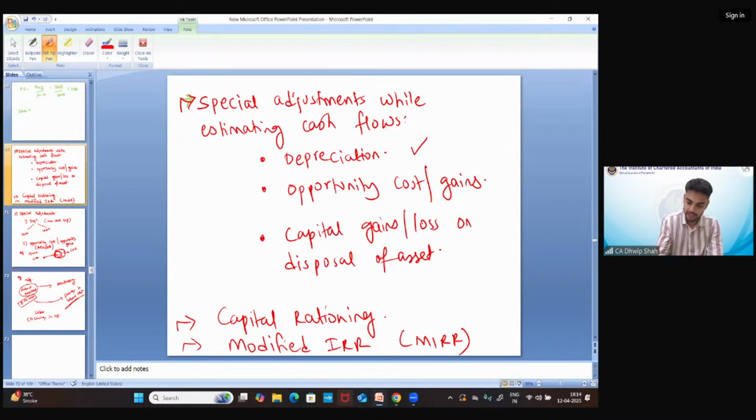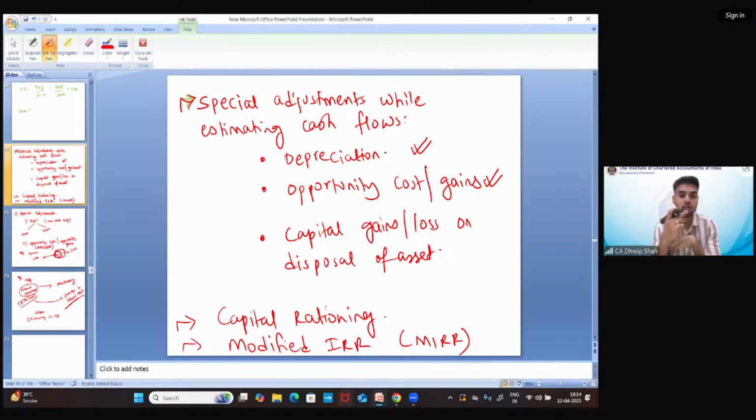So depreciation we have dealt, opportunity cost, opportunity gains we have dealt. Then I had explained to you about sunk cost. Sunk cost, again, is irrelevant for our decision making because that cost has already been incurred whether you take the project or not. So it is irrelevant. Then we discussed allocated overheads.